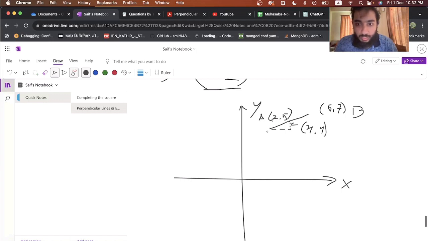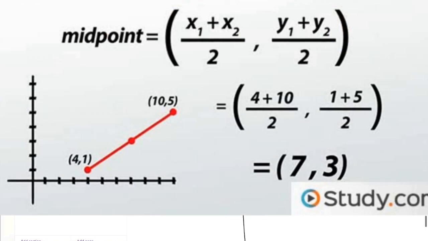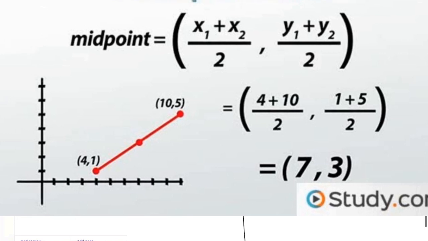So what is x? If you look at the coordinates of C, it is the midpoint of 2 and 6, right? Because the coordinate would be the midpoint of the x coordinates. So the midpoint of A and B is 2 plus 6 by 2, which is 4. So x is 4.